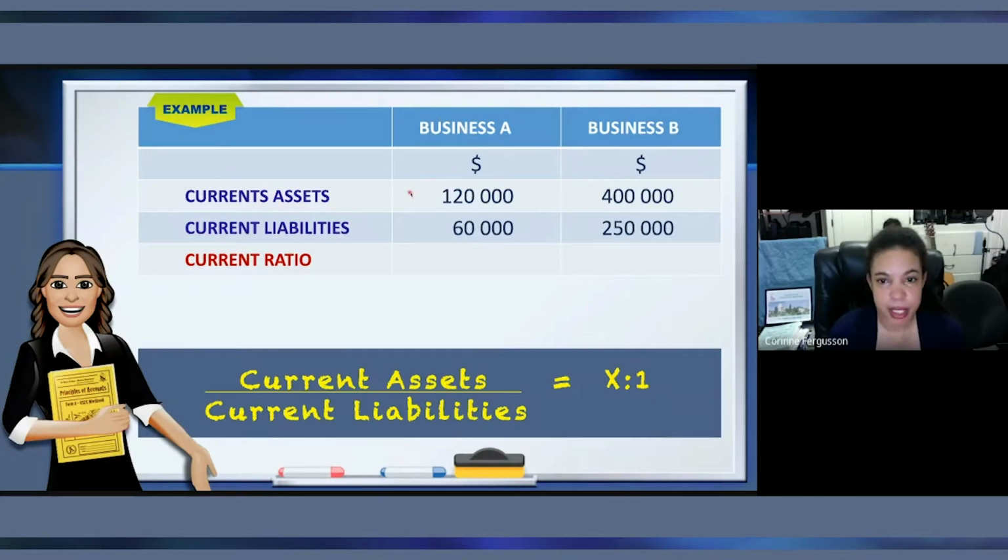Business A, simply current assets over current liabilities. Business B, current assets over current liabilities.